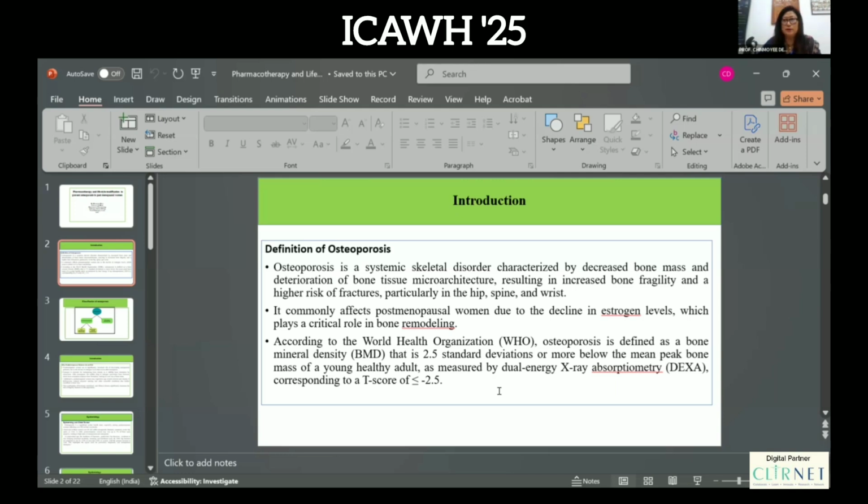According to the World Health Organization, osteoporosis is defined as bone mineral density that is 2.5 standard deviations or more below the mean mass of a young healthy adult, as measured by dual energy X-ray absorptiometry, corresponding to a T score of less than or equal to -2.5.